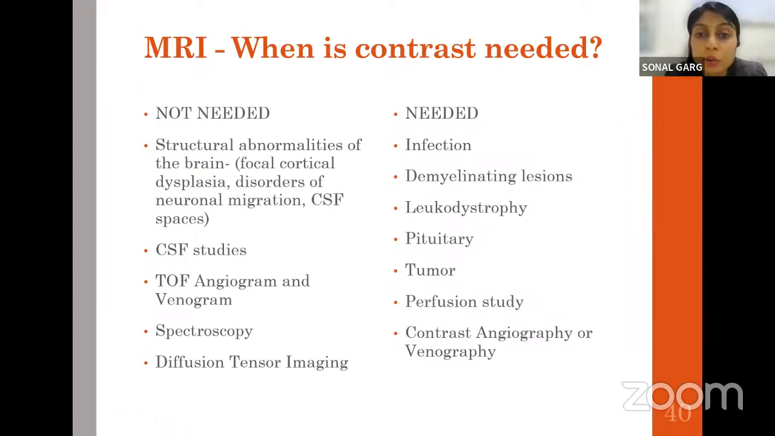Now in MRI, when do we need contrast and when do we not need contrast? When you are suspecting a structural abnormality of the brain, like a focal cortical dysplasia, a disorder of neuronal migration, or looking at CSF spaces, and then some of the latest imaging techniques like spectroscopy and diffusion tensor imaging, none of these need contrast enhancement. But when you are suspecting infection, demyelinating lesions, some of the leukodystrophies, pituitary imaging, which almost always needs contrast when you want to look for pituitary nodules, all types of tumors, when you want to do a perfusion study, and of course when you want to do a contrast angiography or venography, you need contrast.